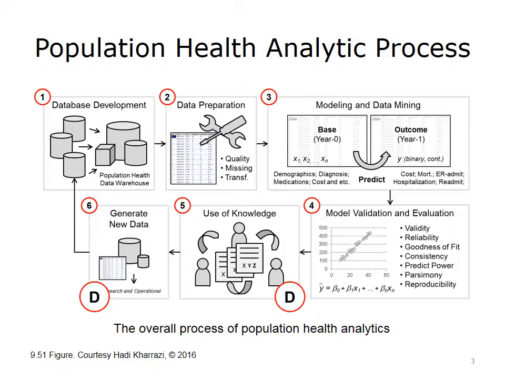The second step, depicted by Box 2, includes various processes to prepare the data for analysis, such as fixing data quality issues, deleting or imputing the missing data, and transforming the data to meet the assumptions of a given analytical approach. The next step contains the development of the modeling and data mining approaches. As depicted in Box 3, this step usually requires a base data set and an outcome data set that would collectively include the dependent and independent variables.